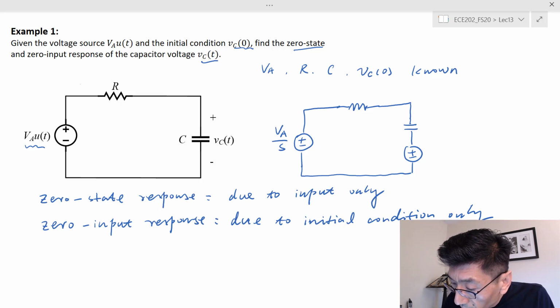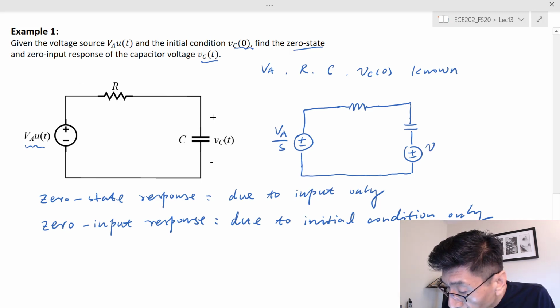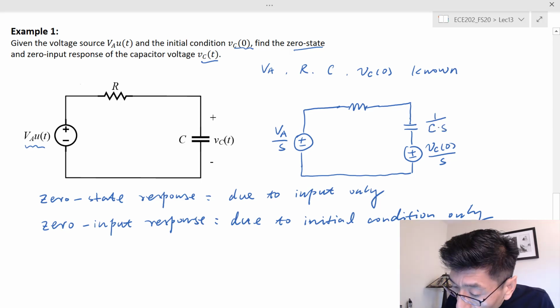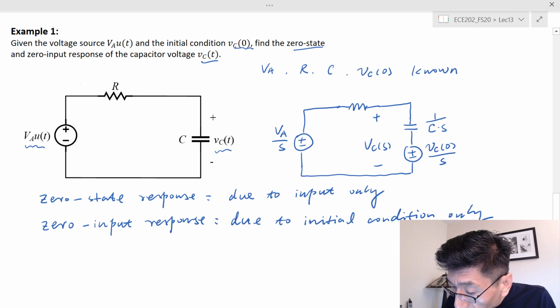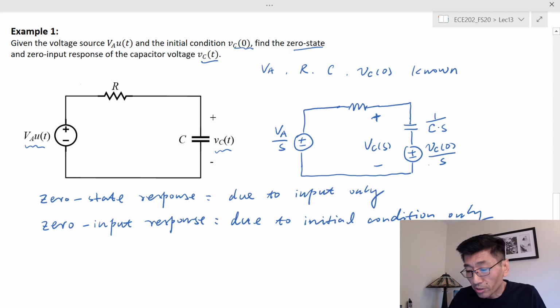So in this case, this voltage source here should be equal to V_C0 over S, and the impedance for the capacitance is 1 over CS. Right? The voltage across this capacitance, which corresponds to v_C(t), is V_C(S). Remember here, this is V_C(S), including this initial condition. Make sure you don't just put a V_C(S) across this impedance. That would be wrong, right? If you just put it across the impedance of 1 over CS, that would be wrong.